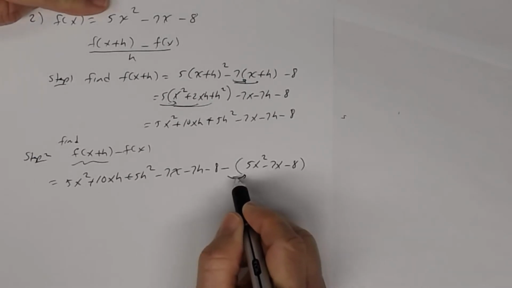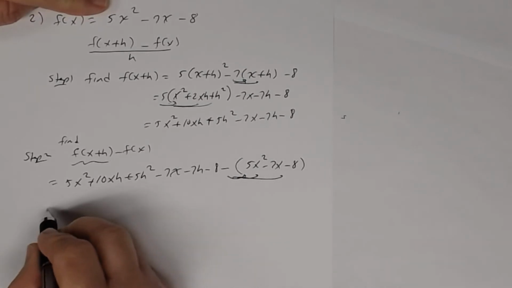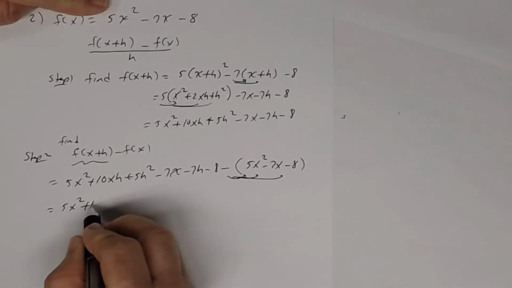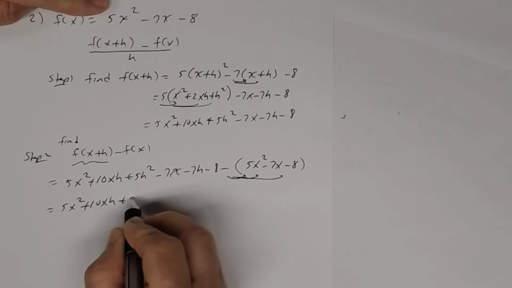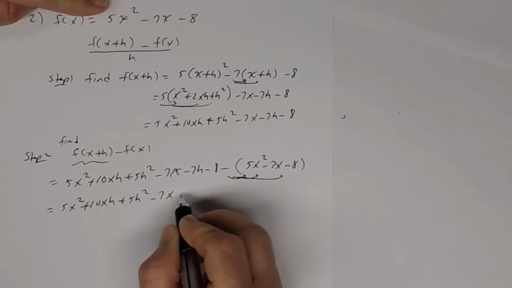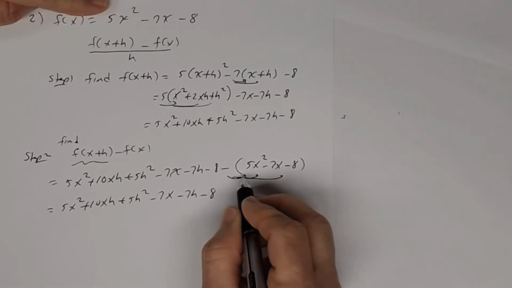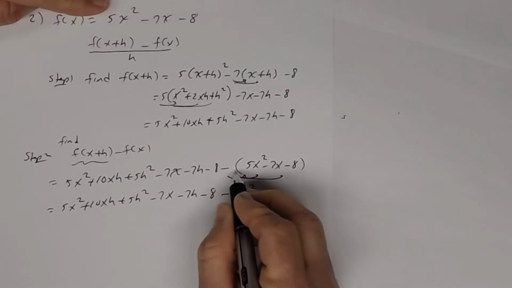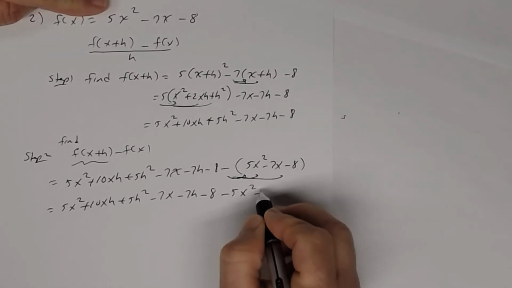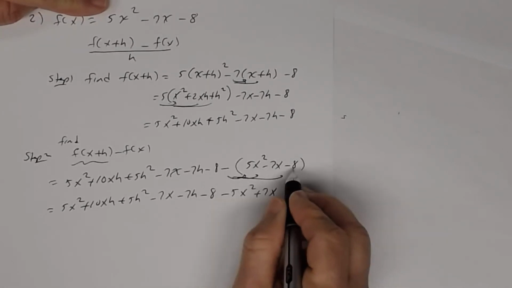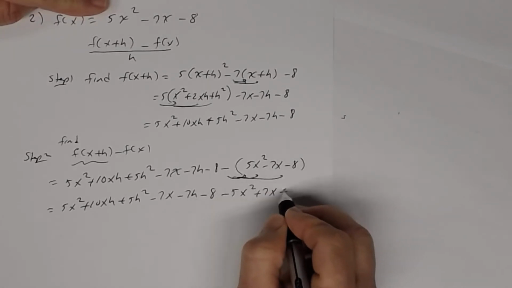Now let's go ahead and get rid of the parentheses, so distribute. I get 5x squared plus 10xh plus 5h squared minus 7x minus 7h minus 8. And then the opposite of 5x squared, so minus 5x squared. The opposite of a negative 7x is a positive 7x. And the opposite of a negative 8 is a positive 8.